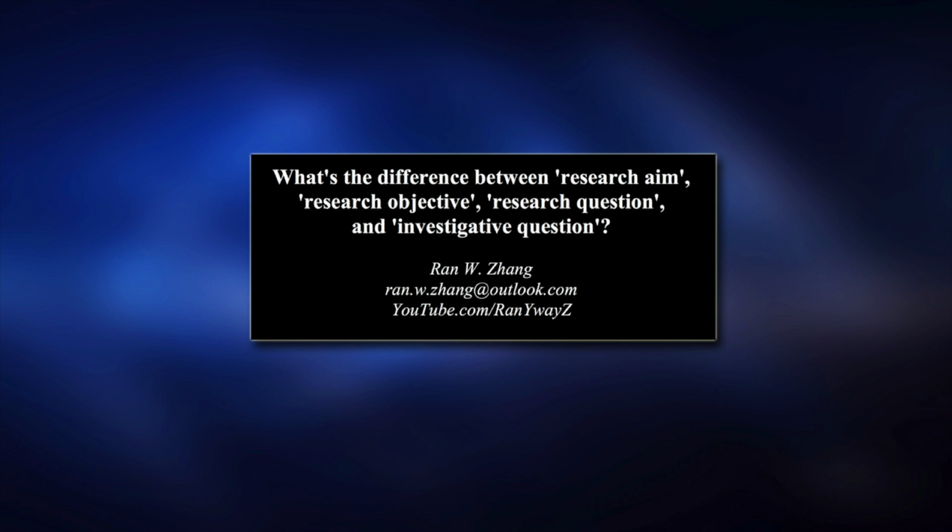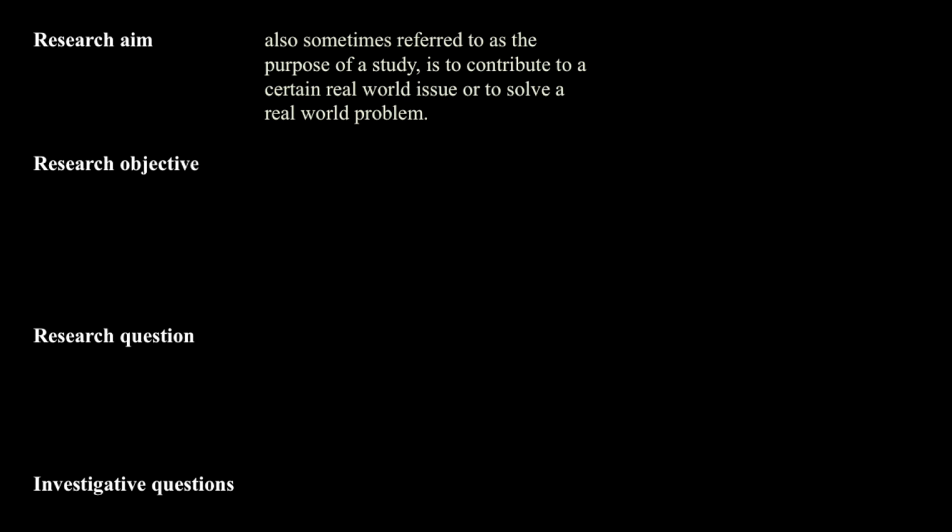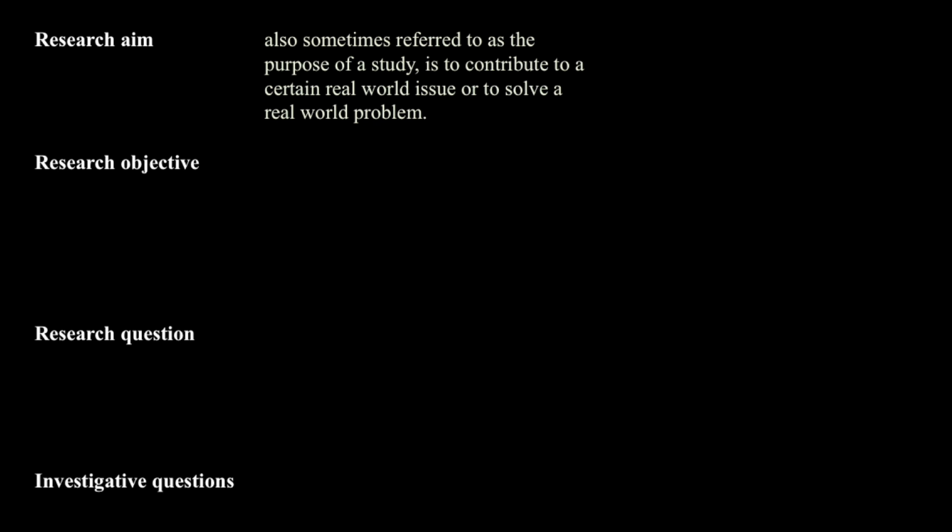In this video, I briefly explain what's the difference between research aim, research objective, research question, and investigative questions. Generally speaking, in the context of a business study or a social scientific study, the aim of the study, sometimes referred to as the purpose of the study as well, is to contribute to a certain real-world issue or to solve a real-world problem. The objective of the study is to figure something out through research.